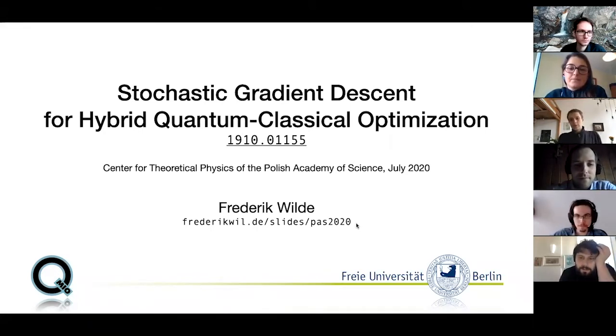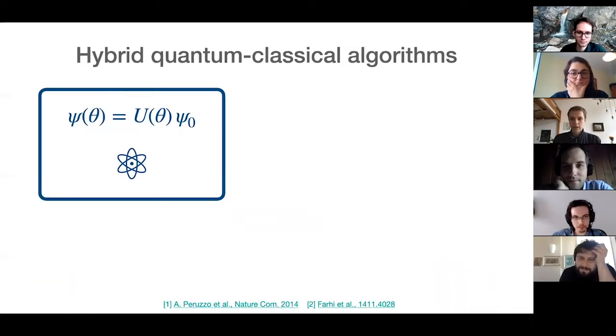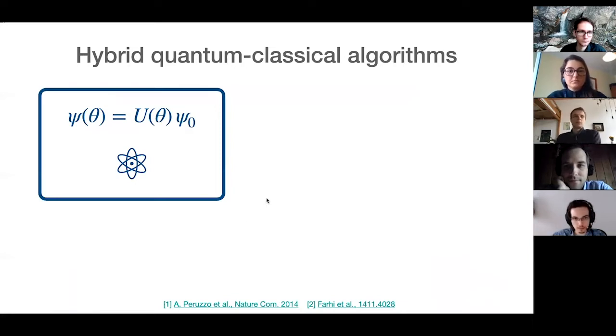Because I was told that there will be a somewhat broader physics audience, I'm starting with a slight introduction and say what I mean with hybrid quantum classical models or hybrid quantum classical optimization. So, okay. In all of these methods, we have two parts: the quantum and the classical part.